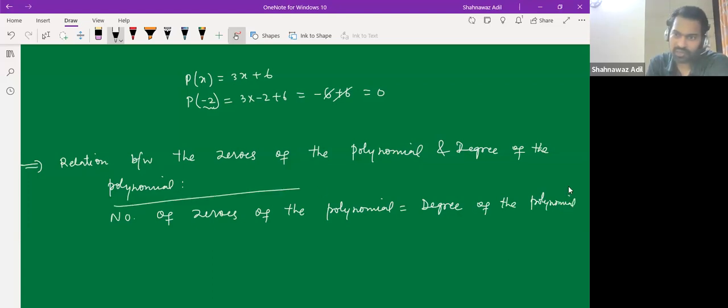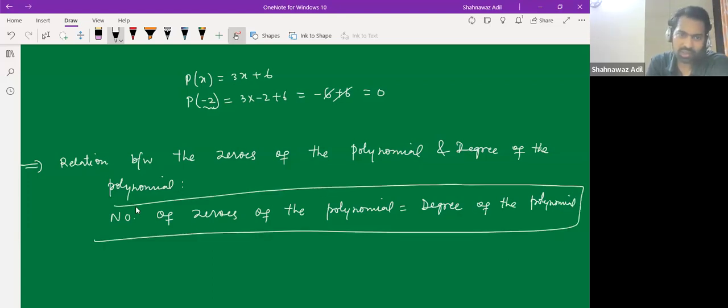So if we have, let's say, a quadratic equation, how many zeros would there be? Two, absolutely right. Because the degree is 2, we'll get 2 zeros. Similarly for a cubic, we'll get 3. Okay, so this is completed.